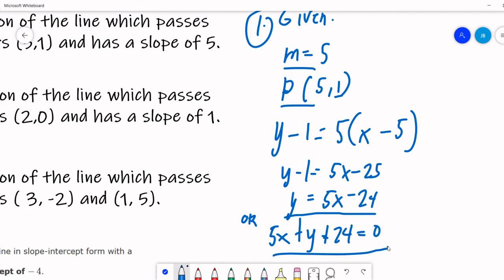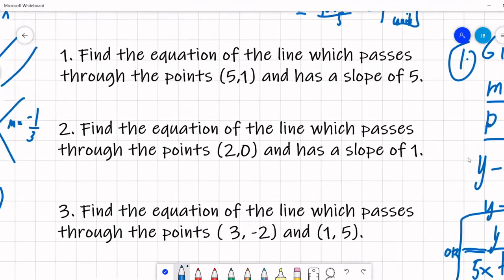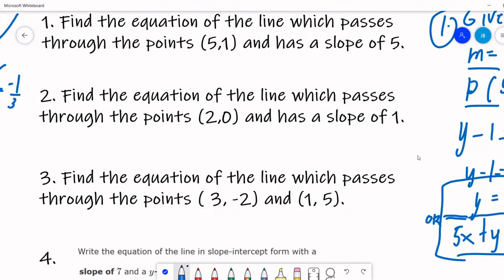So you can also write it like this. Both answers are correct depending on the question. For example, find the general form of the line. Or if it is not indicated, then never mind.